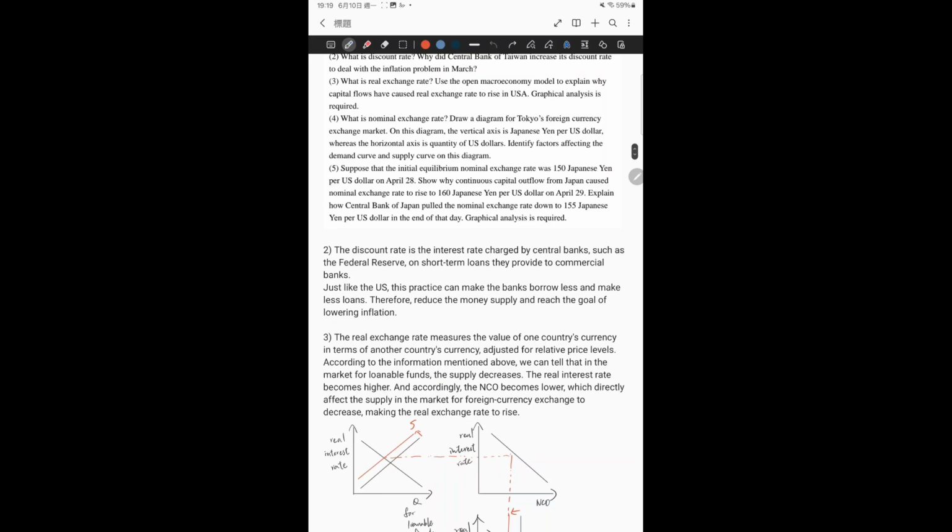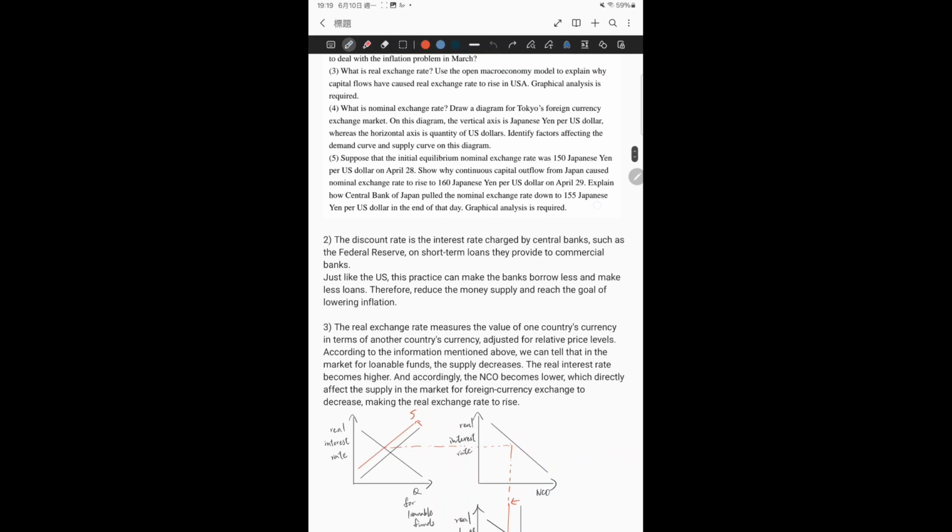Why did Central Bank of Taiwan increase its discount rate to deal with the inflation problem in March? Just like the US, this practice can make the banks borrow less and make less loans, therefore reduce the money supply and reach the goal of lowering inflation.